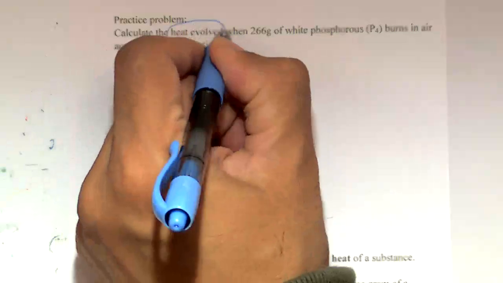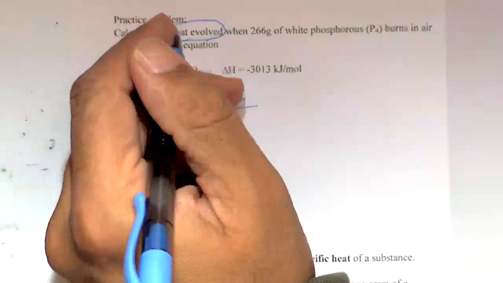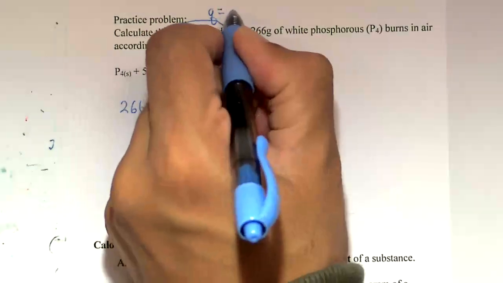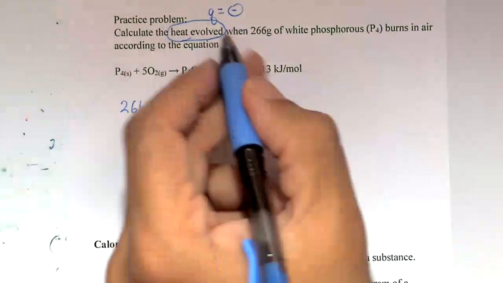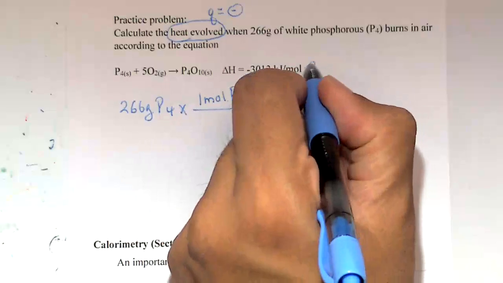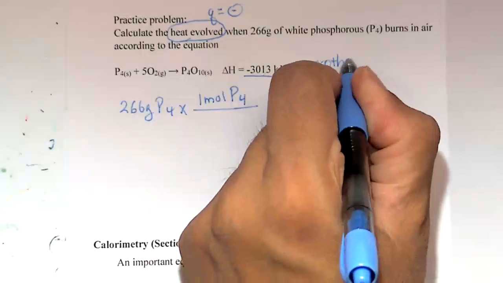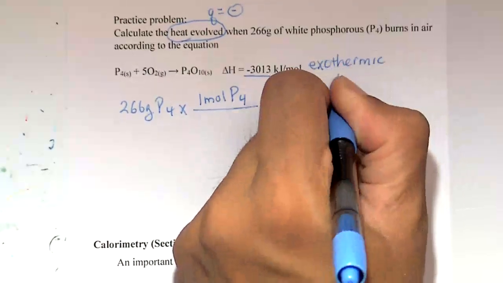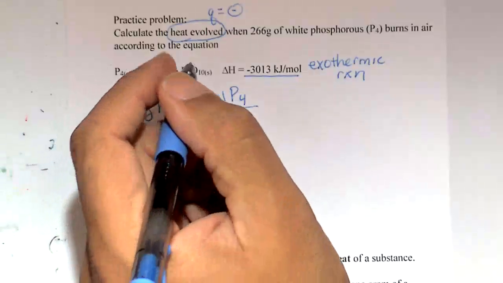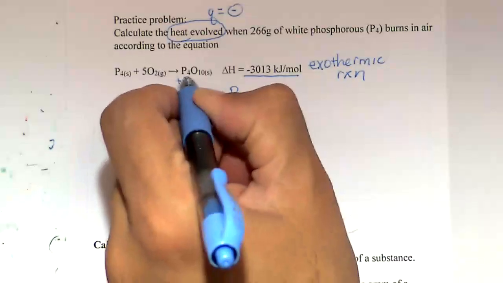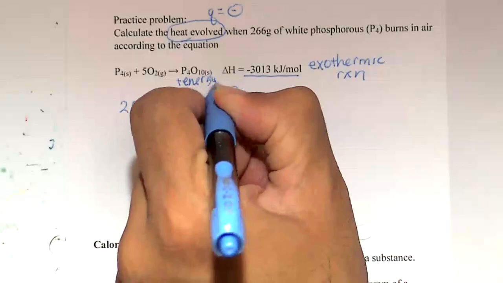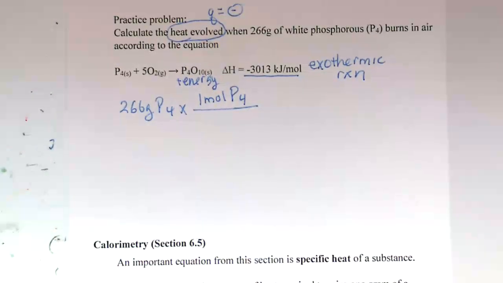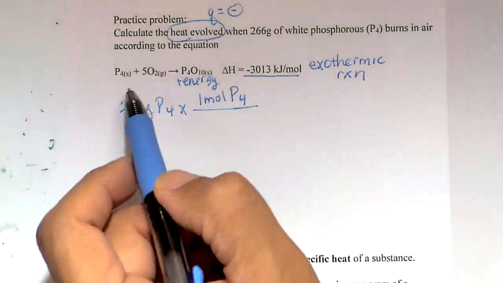Heat evolved. So what do you expect the number will be? Positive or negative? Okay, you got it. Negative. You can see the negative here. This is an exothermic reaction. Releases heat. So what else is a product? If it's an exothermic reaction, energy is a product.